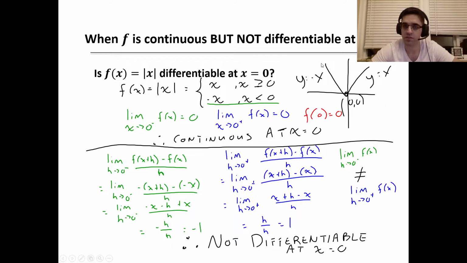This absolute value function is continuous at x equals 0. We can draw that graph without lifting our pencil. However, it is not differentiable. If you think of the absolute value written as a piecewise function, on the left side we have the graph of the line y equals -x, and on the right side we have the graph of the line y equals x. So we get x when x is greater than or equal to 0, and -x when x is less than 0.